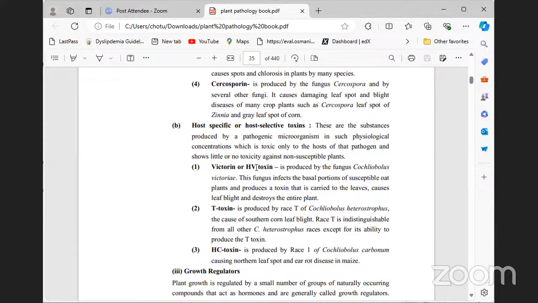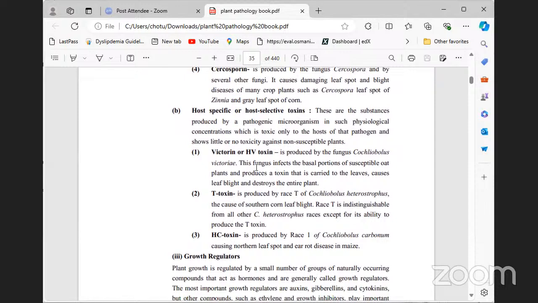This one is victorin, or HV toxin, produced by the fungus Cochliobolus victoriae. This fungus infects the basal portion of susceptible oat plants and produces a toxin that is carried to the leaves, causing leaf blight and destroying the entire plant.